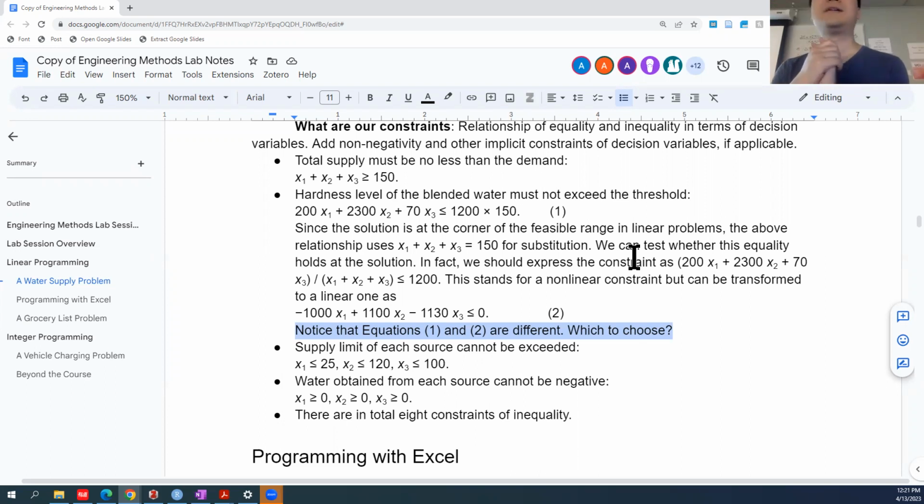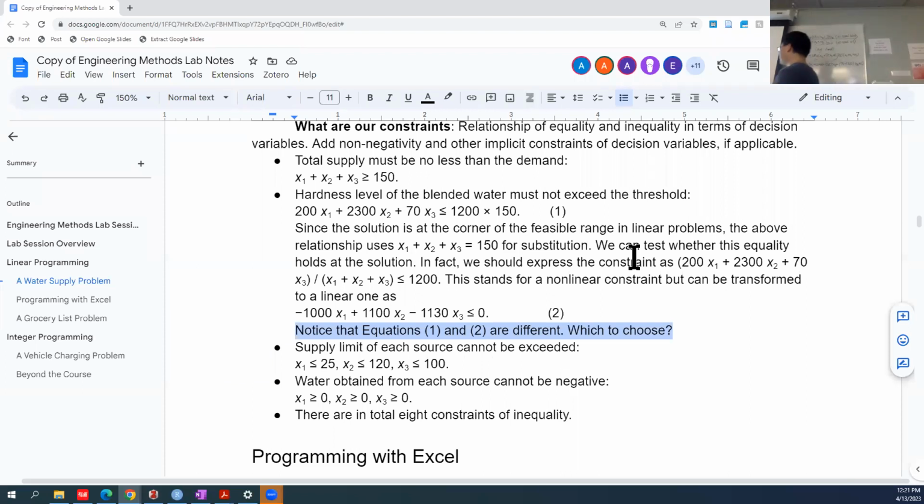All right. We're at the end of our lab session. Any question before you leave? Okay, question. So if I choose... I don't understand. Well, what do you mean by first equation?